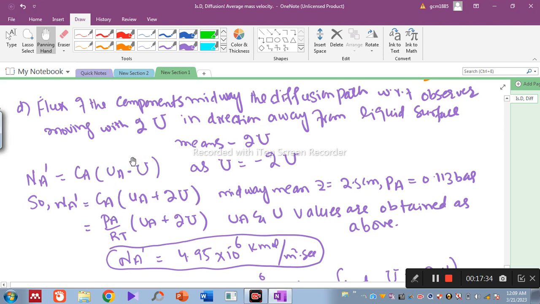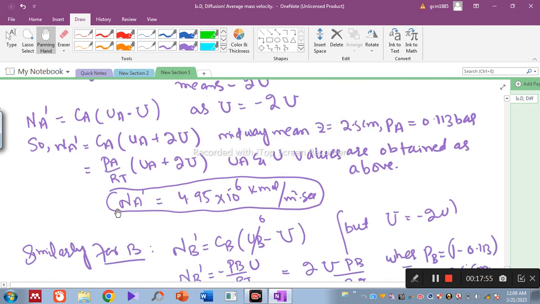This u is nothing but equal to minus 2u, so putting this in, it will be equal to Ca into Ua plus 2u, and in place of Ca we will put Pa divided by RT. When we obtain the flux in the middle position, in place of Pa we will put 0.113, which we have already obtained. You can also obtain it at the bottom or at the top, as you wish. So the flux of oxygen when the observer is moving away from the liquid surface will be equal to 4.95 multiplied by 10 raised to the power minus 6 kilogram per meter square second.